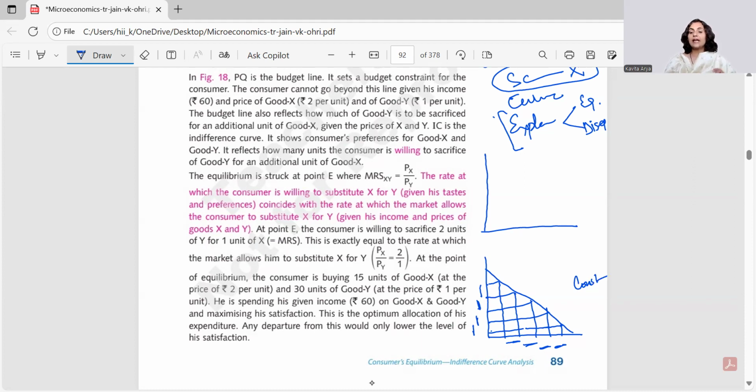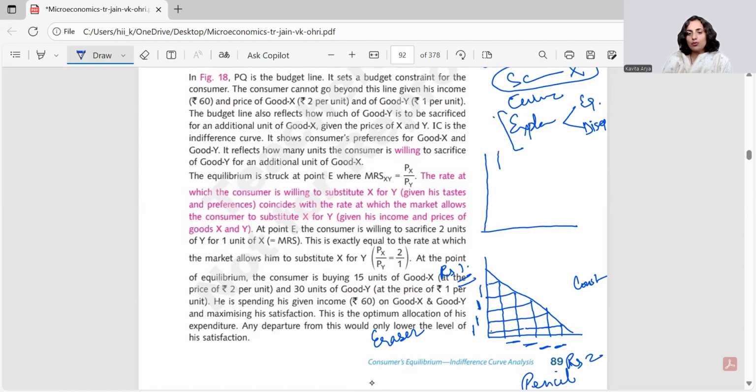Means if good X is of rupees 2 and good Y is of rupee 1. Let me give you an example. Say this is pencil you are talking about and this is eraser you are talking about. So as and when you are losing one pencil, you are gaining two erasers, or when you are losing two erasers, you are gaining one pencil. So as and when you go for this bargain, you have a constant ratio of one pencil is equal to two erasers, whichever bargain you go for. So the slope here is constant.